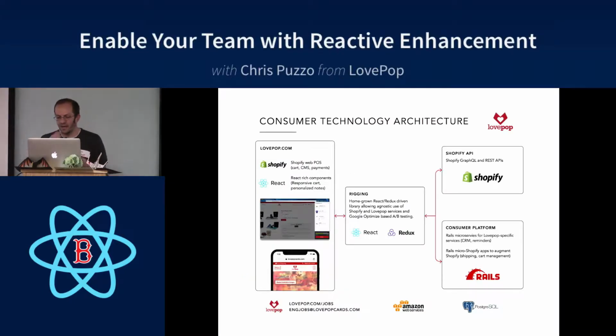So kind of from the high level, here's my marketing slides around what the technology architecture ends up looking like. We have the LovePop.com experience with this tier called rigging, which we'll get into, which basically acts as this intermediary tier for being able to either directly access the Shopify APIs or access any of our consumer platform additions, which are currently all built in Rails because Shopify's APIs are in Rails and they've got lots of gems that do a lot of the stuff for you.